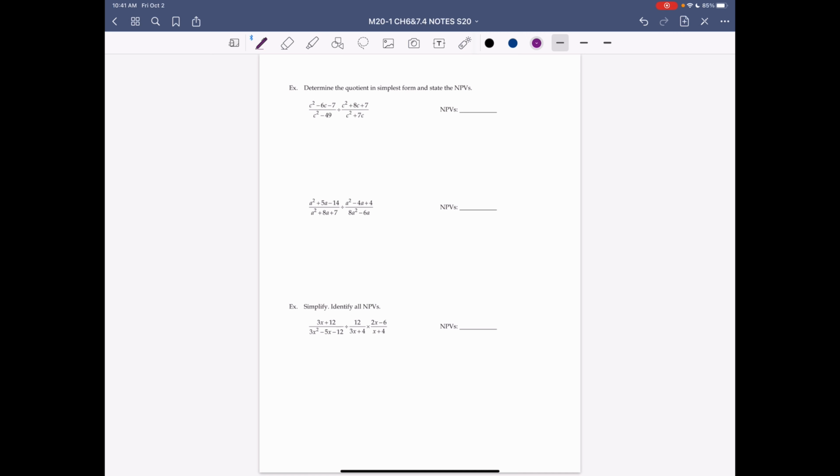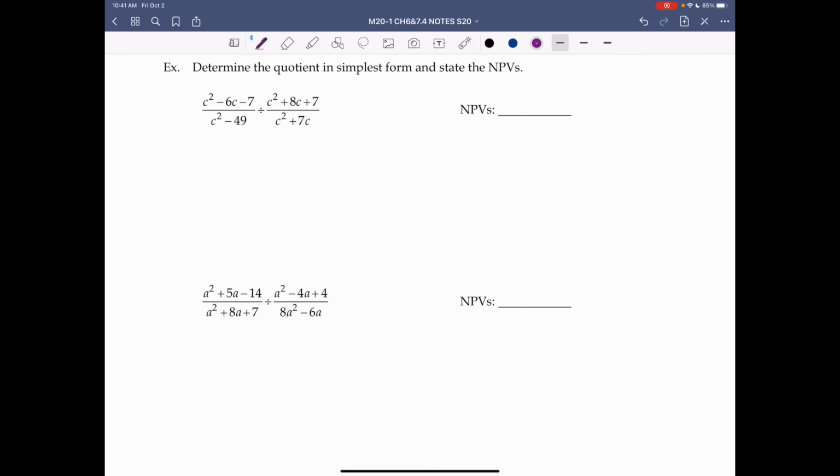Determine the quotient in simplest form and state the NPVs. So division, a little bit harder, but same process for the most part. Step 1, factor.